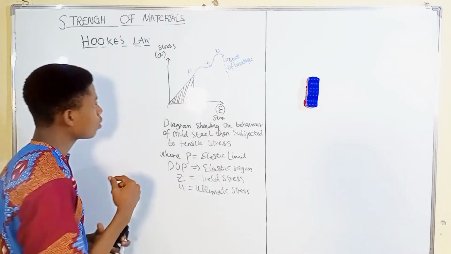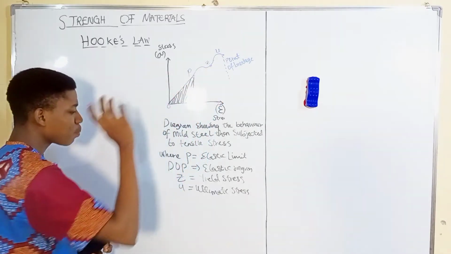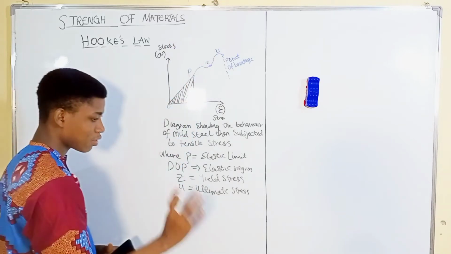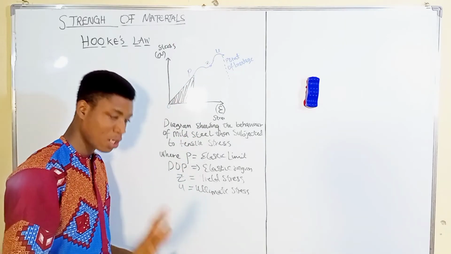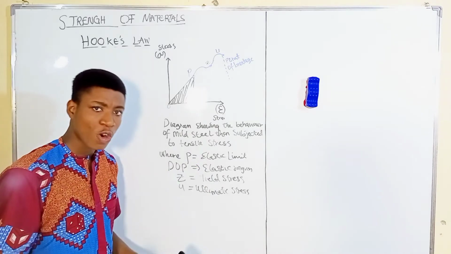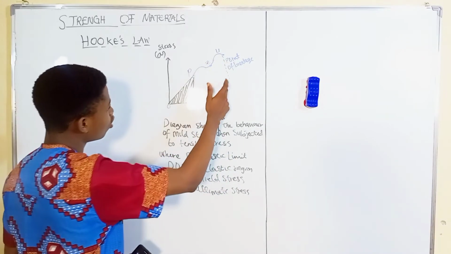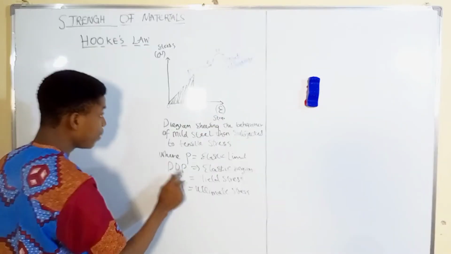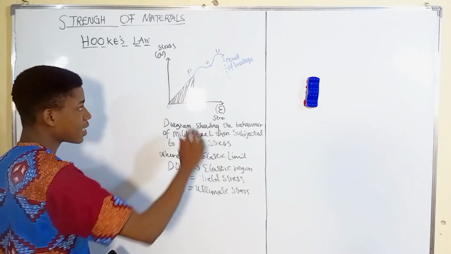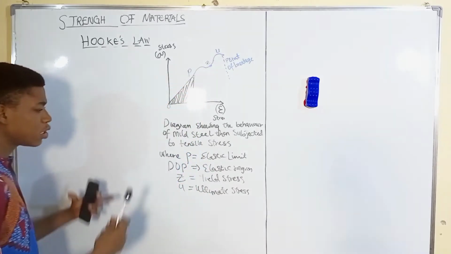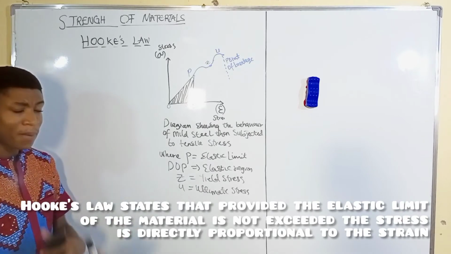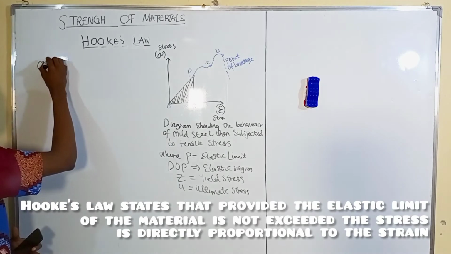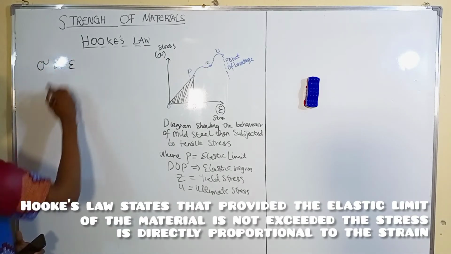Is that understood? So now we see where Z is a point called the yield stress. U is a point called the ultimate stress. The ultimate stress is the highest stress a material can carry before it breaks or fails. You can see this dotted line signifying the point of breakage of that material. OP is called the elastic region of this material. So what Hooke's law is saying is that provided the elastic limit of that material is not exceeded, the stress is directly proportional to what? The strain.